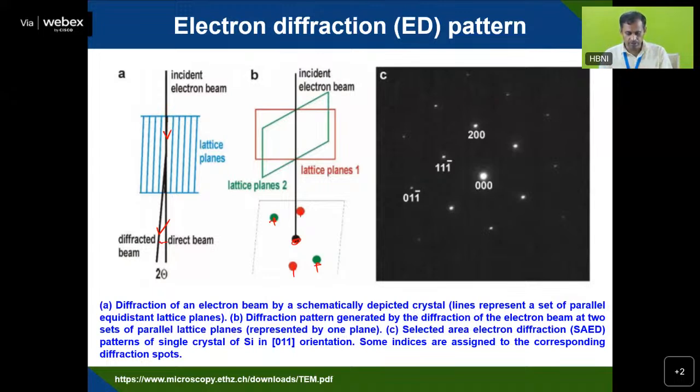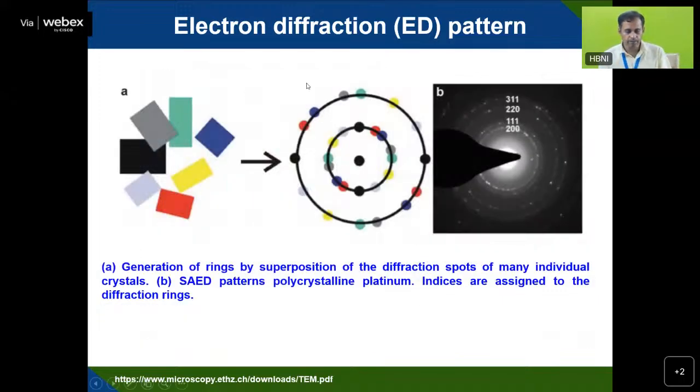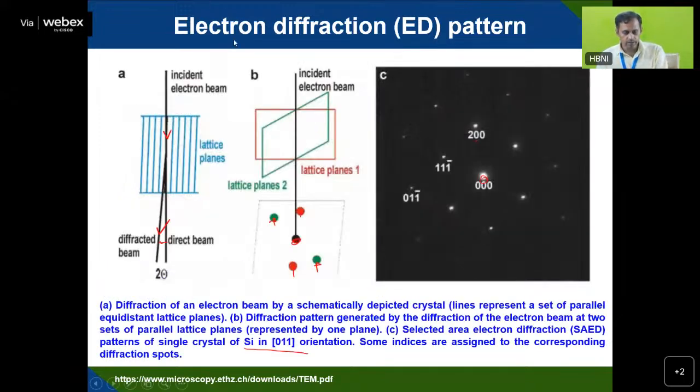From the pattern you can see whether the crystal has been formed as a single crystal or a polycrystalline structure. Those information you can get. This is a silicon 110 orientation. You can see this is the center 000 spot, and from there 200, 200 bar. So all these dots can be identified. That we'll discuss. If you see the electron diffraction pattern, mainly in the case of dots, you will get a highly single crystal structure.